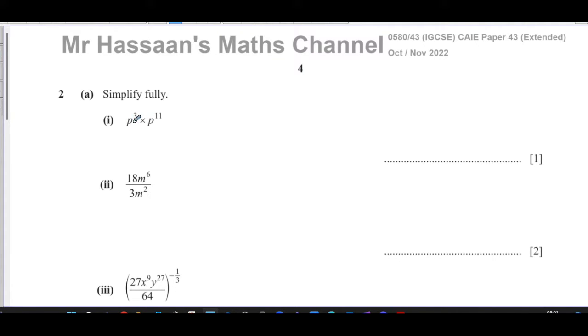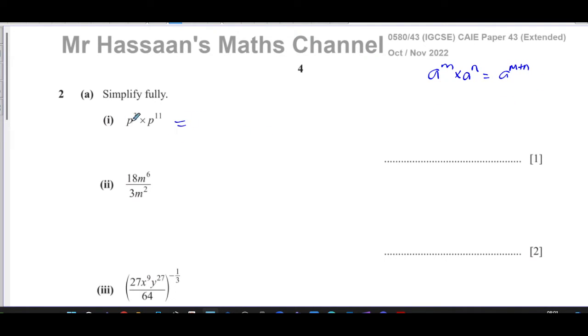So first of all, we have to multiply these two numbers, which are in index form. And when we multiply two numbers in index form, we use the rule that when we have two numbers with the same base in index form, we add their powers. So a to the power of m times a to the power of n, you add the powers for us to get the answer.